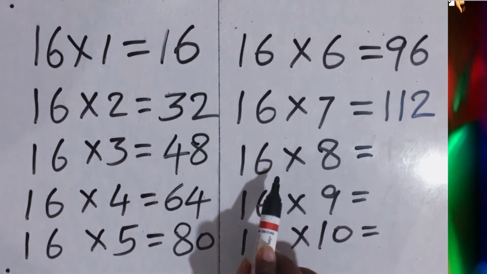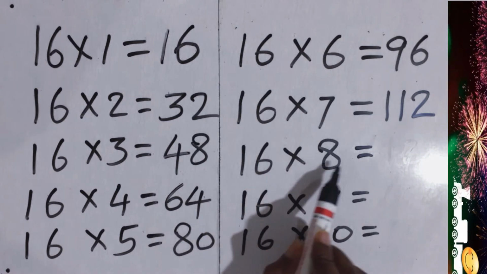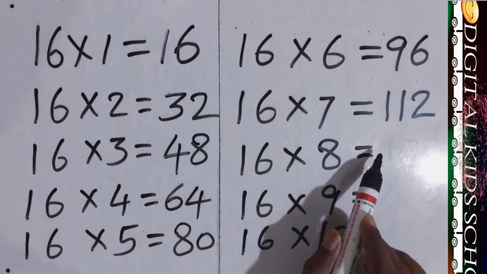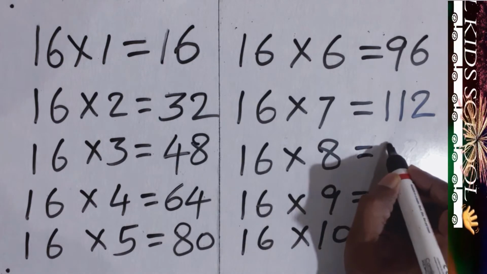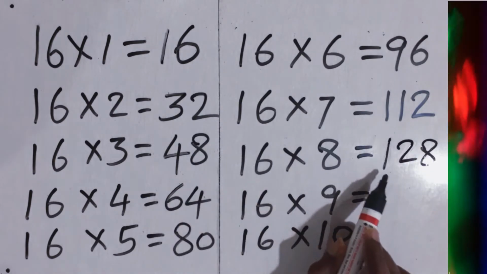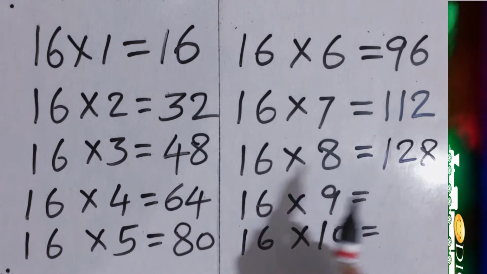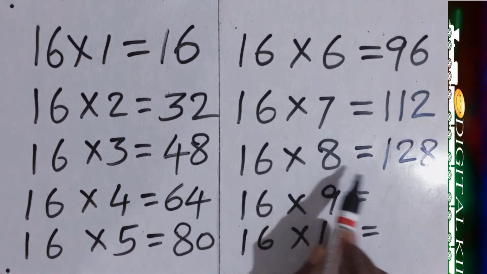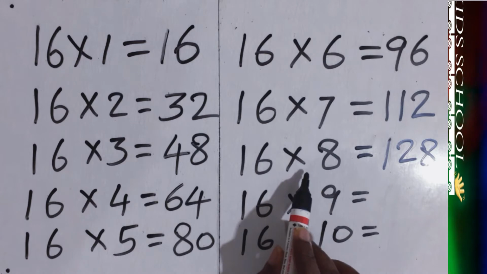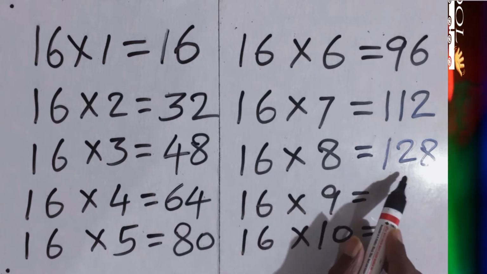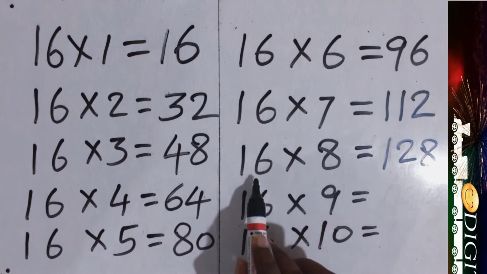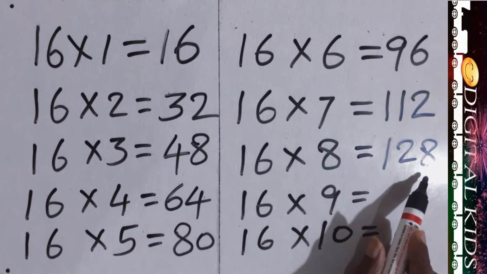Now tell me the answer. What is 16 into 8? Write the answer here. 16 into 8 is equal to 128. 16 8 is 128. 16 multiplied by 8 is equal to 128. 8 times 16 is 128.